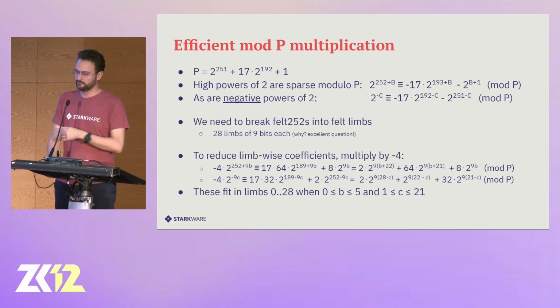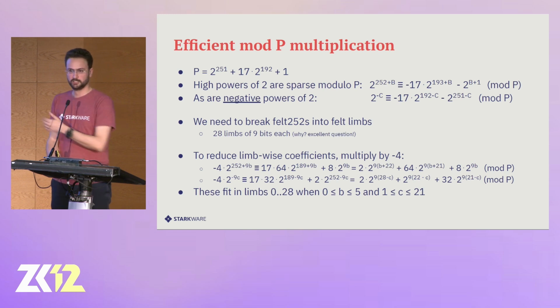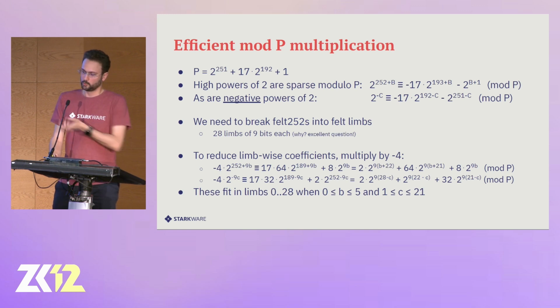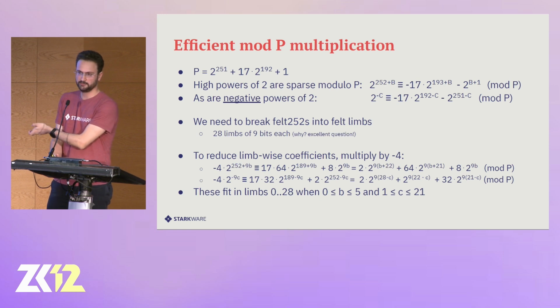Similarly, if we divide it by 2 again, then the coefficients of 2s that we see here in both lines would have become halves and given us very large coefficients. So we played around a bit with these options, and we found that having limbs of 9 bits with this coefficient gives us relatively low coefficients in this kind of forms, and we see that we want these things to actually be reduced modulo p, so we want them to fit inside our 28 limbs that we have, and that is the case when b is between 0 and 5 for the higher powers, and when c is between 1 and 21.